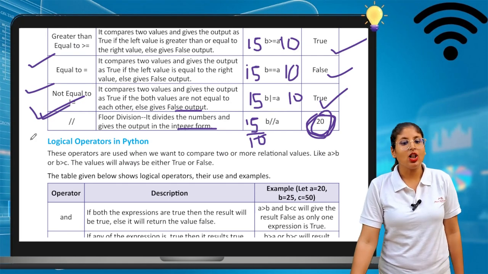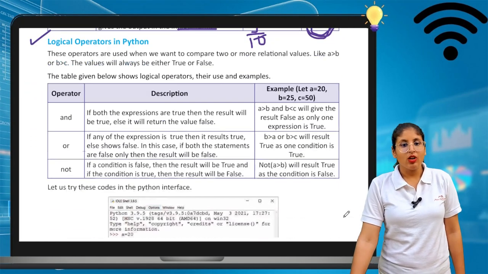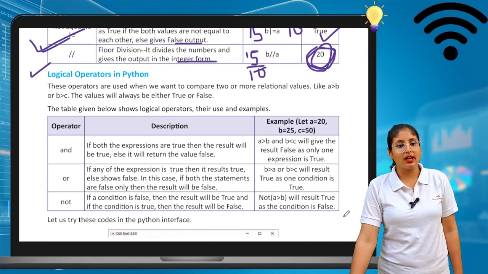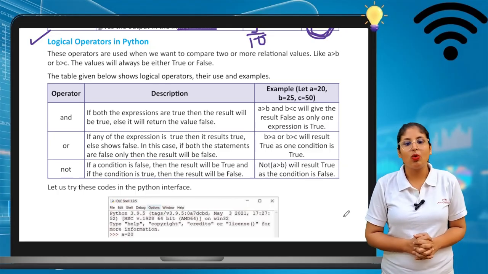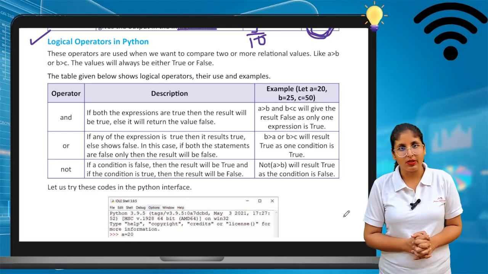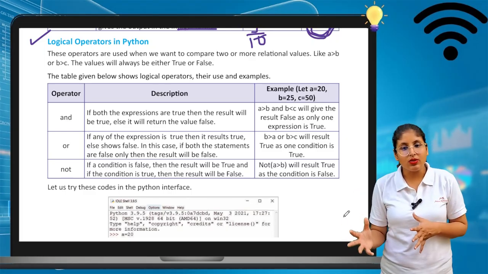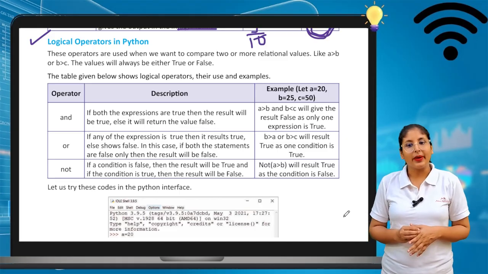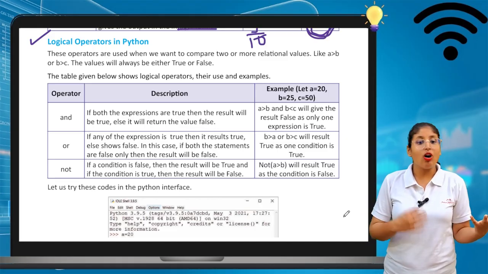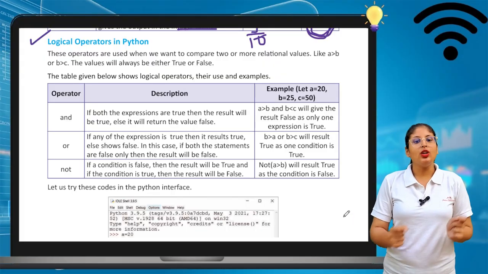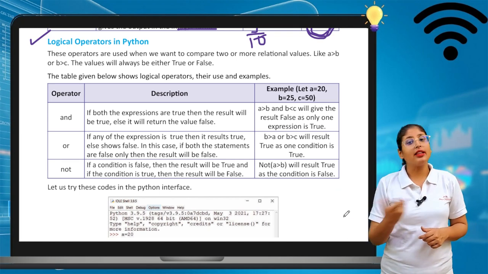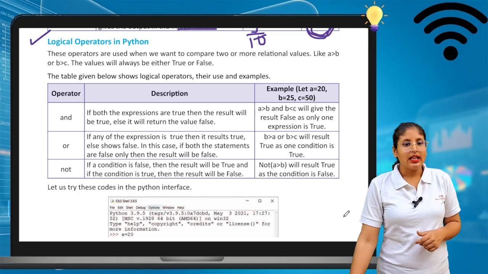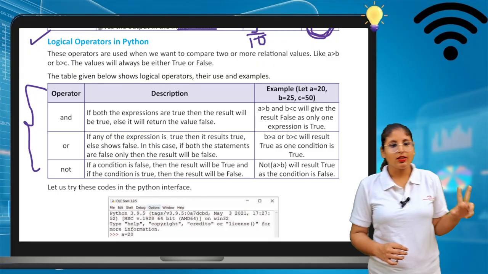Now we will see logical operators in Python. So what are the logical operators that are used in Python programming? Let's see. These operators are used when we want to compare two or more relational values. When we compare two or more relational values, then we can use these operators. Like A is greater than B or B is greater than C. The value will always be either true or false. Now, these are the operators: and, or, not. Three operators are given: and, or, and not.